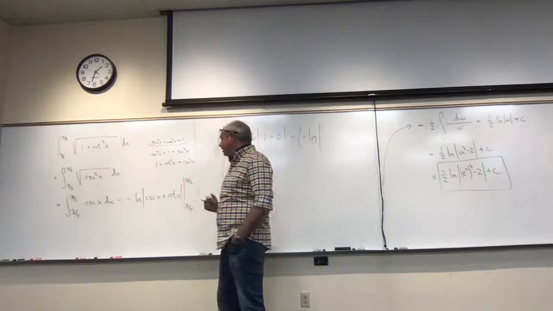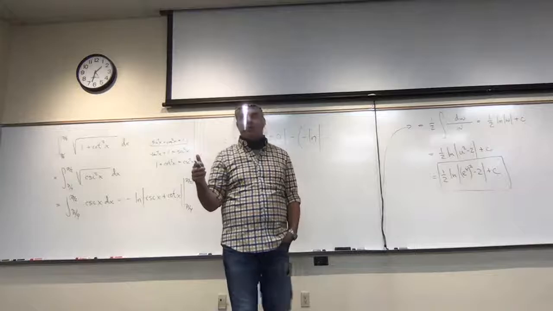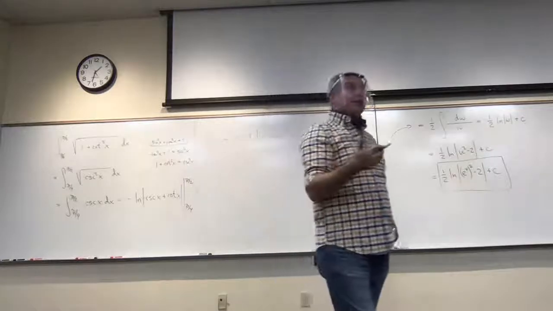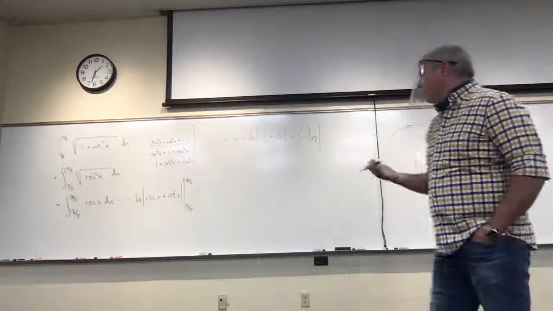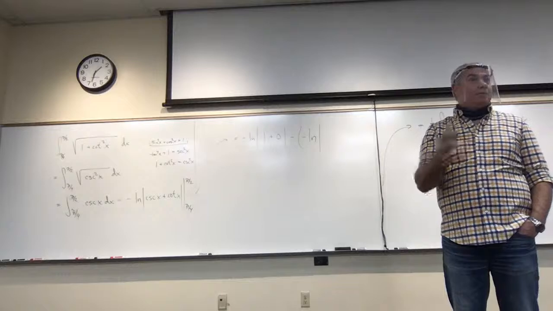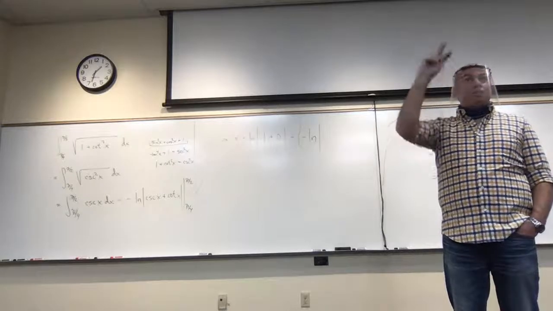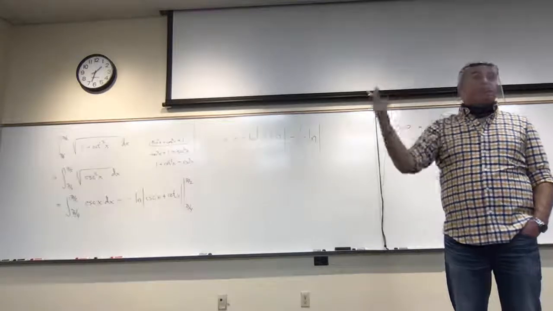What's cosecant of pi over 4? That's 1 over sine of pi over 4. Sine of pi over 4 is root 2 over 2. So 1 over that is 2 over root 2. So you just flip it. But 2 over root 2 is root 2.